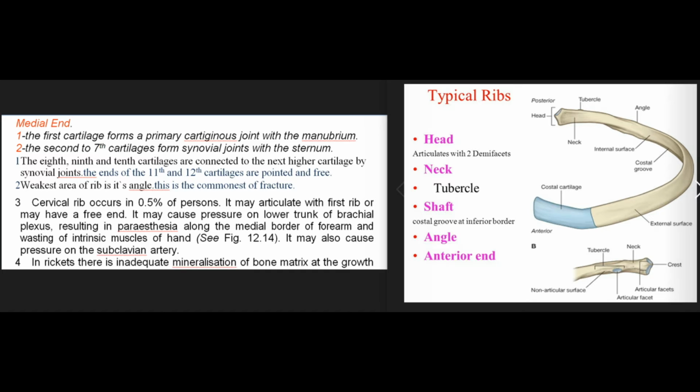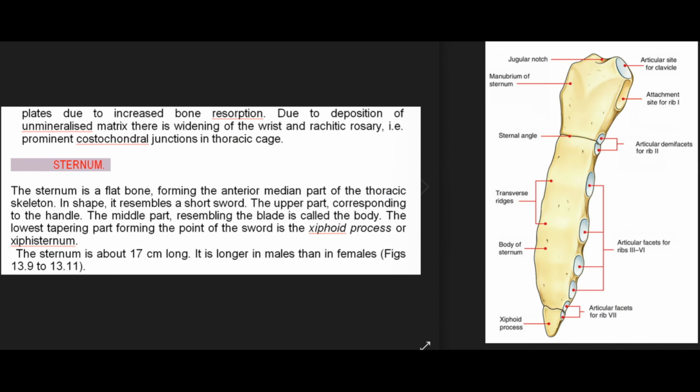3. In rickets there is inadequate mineralization of bone matrix at the growth plates. Due to deposition of unmineralized matrix there is widening of the wrist and rachitic rosary, i.e. prominent costochondral junctions in the thoracic cage.